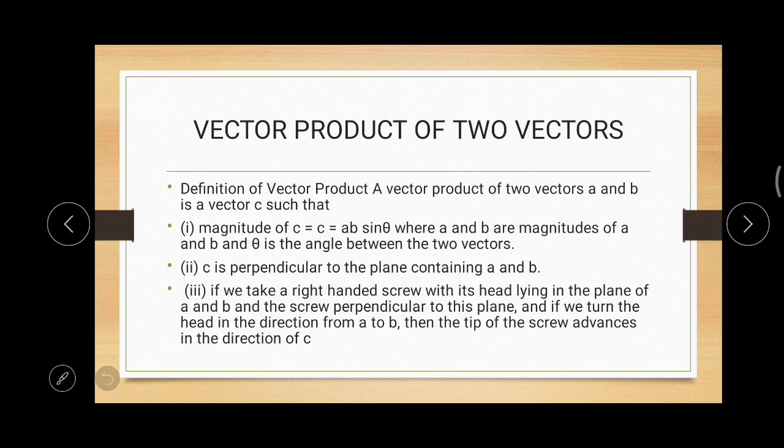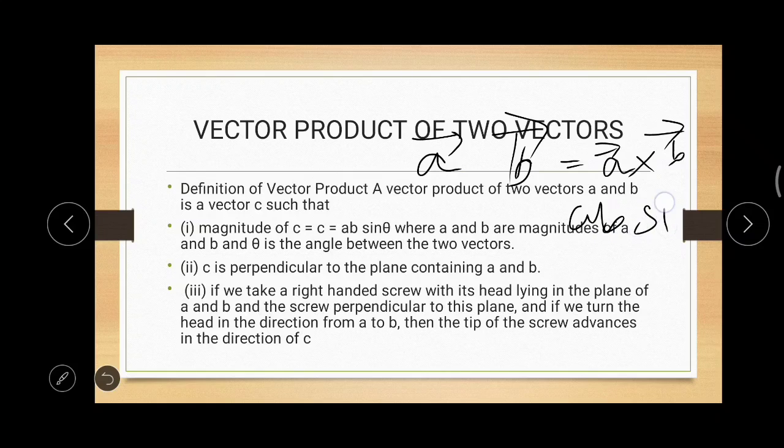So we have already studied the scalar product of the vectors, that is the dot product. Suppose we are taking the vectors a and b, then a dot b has magnitude ab cos theta. We have studied that one. Now this is the vector product, that is the cross product. If you are considering two vectors, vector a and vector b, the cross product is a cross b, and its magnitude will be ab sine theta, where theta is the angle between a and b.